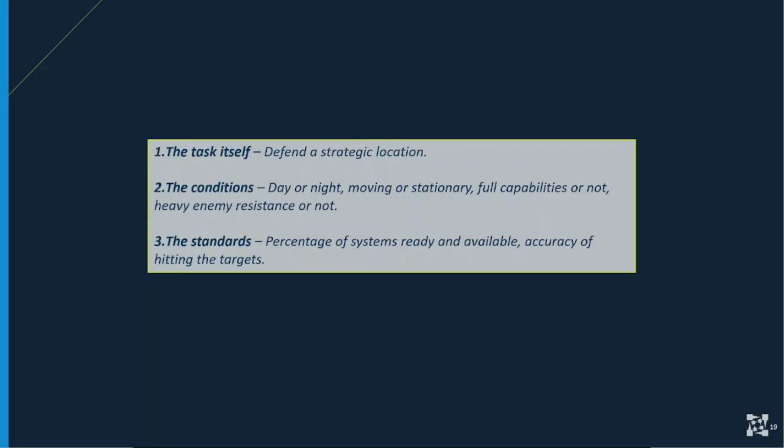And then still, even though you have these conditions, you need to be able to meet the standards. And in this case, we could argue that maybe not all systems should be ready, but most of them should be, or what's the accuracy of hitting the different targets. If it's less than X, then the team has failed. So with this, you can see how the tank crew can be assessed.